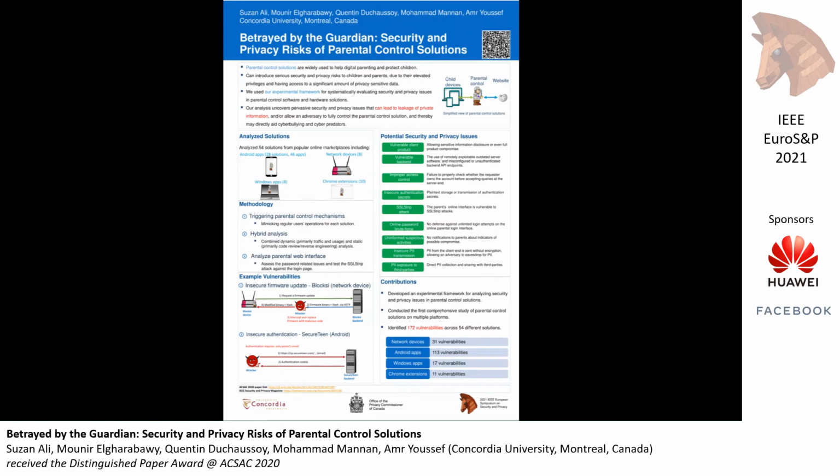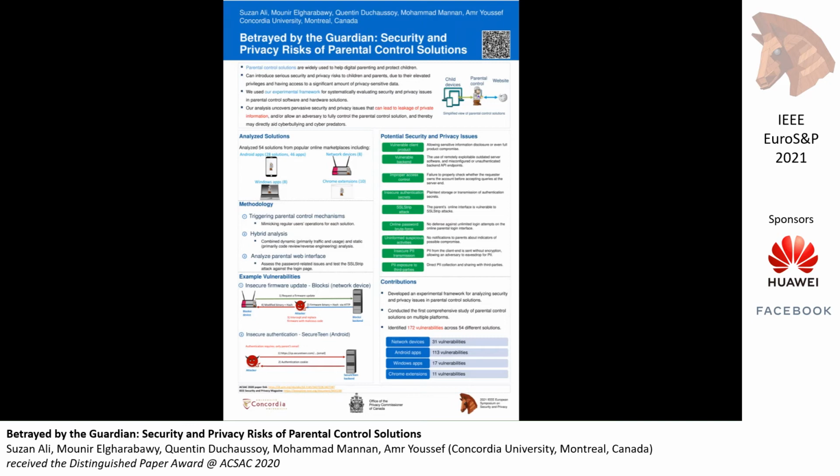Hello everyone, I'm Munir Al-Gharabawi, and it's my pleasure to present our work Betrayed by the Guardian, Security and Privacy Risks of Parental Control Solutions. Parental control solutions are widely used to help digital parenting and protect children. In essence, these solutions work by intercepting network traffic originating from the children's devices. However, they can introduce serious security and privacy risks to children and parents due to their elevated privileges and access to a significant amount of privacy-sensitive data.